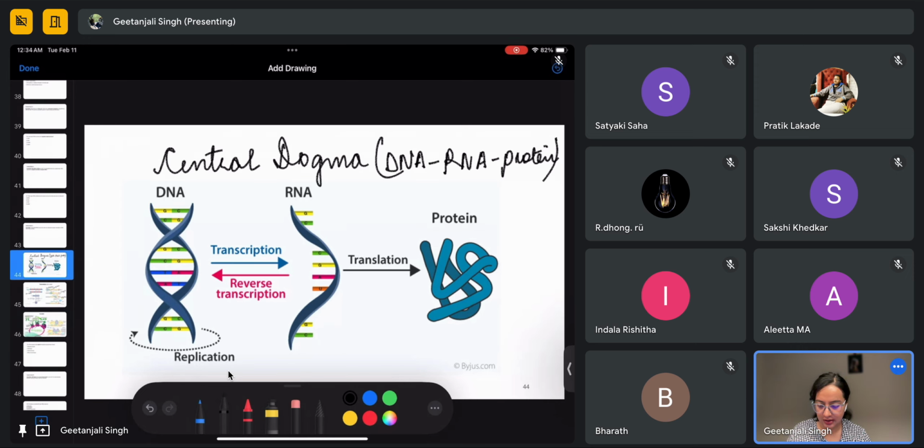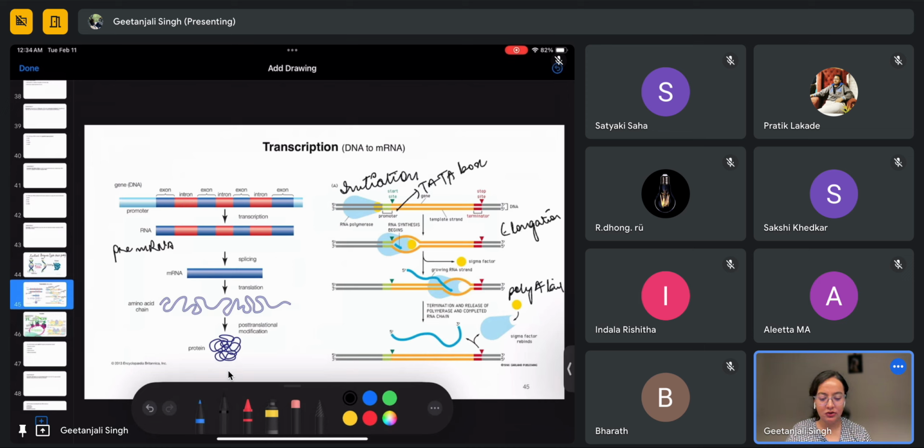Now let's see what transcription is. Transcription is the process of getting mRNA from DNA. DNA has a long sequence of genes, which includes both coding and non-coding sequences. The coding sequences are called exons, and introns are non-coding repetitive units. This takes place in three parts: initiation, elongation, and termination.